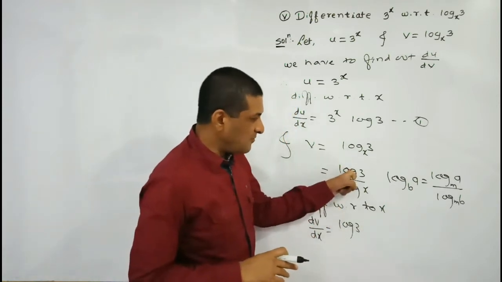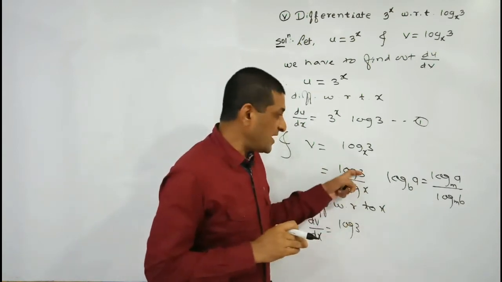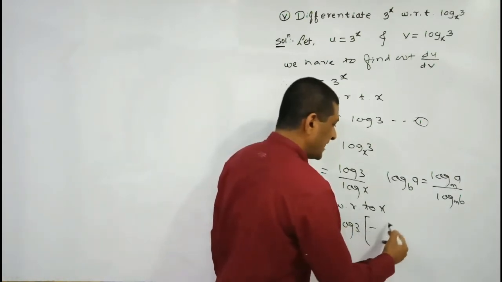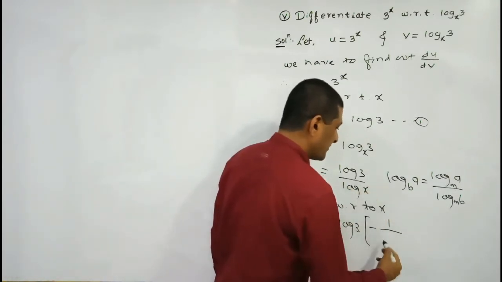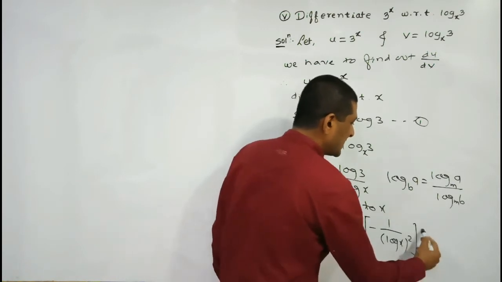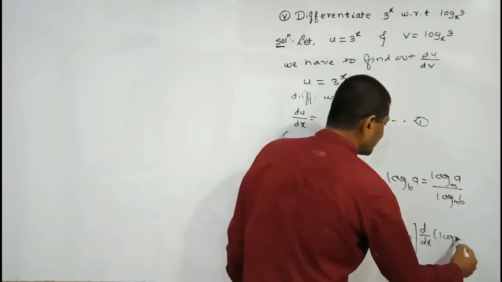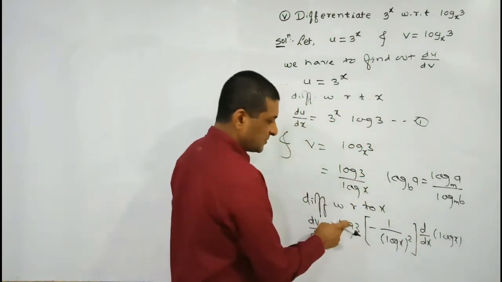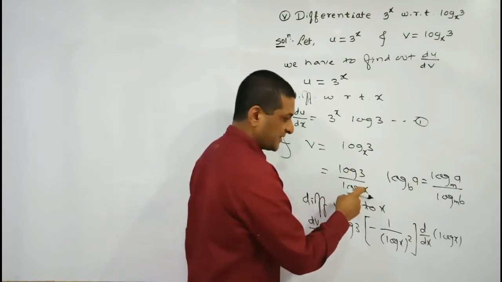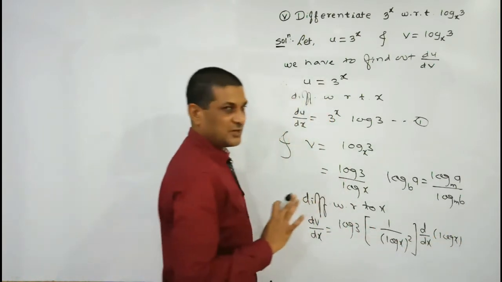Now derivative of 1 upon log x. 1 upon log x is in the form of 1 upon f of x. And what is the derivative of 1 upon f of x? Minus 1 upon square of f of x into derivative of f of x. Square of f of x means square of log x. What is f of x? Log x, isn't it? So log 3 is a constant term, keep it as it is. Remaining term is in the form of 1 upon f of x. Its derivative is minus 1 upon square of f of x into derivative of f of x.